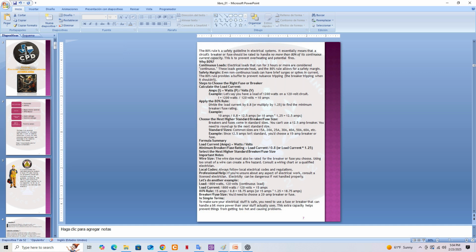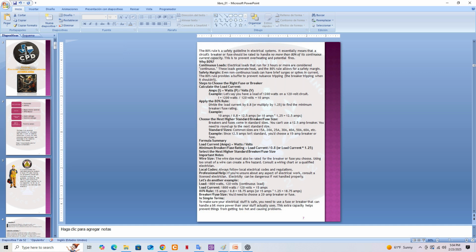Formula summary. Load current, amps, equals watts divided by volts. Minimum breaker or fuse rating equals load current divided by 0.8, or load current times 1.25. Select the next higher standard breaker or fuse size.